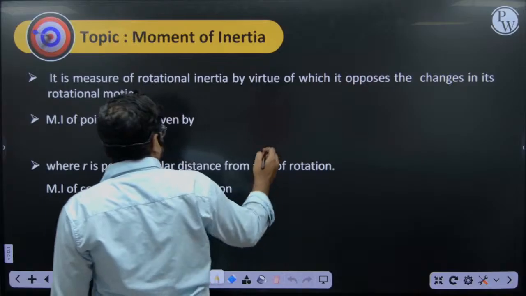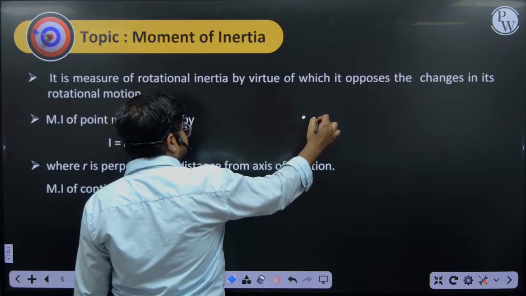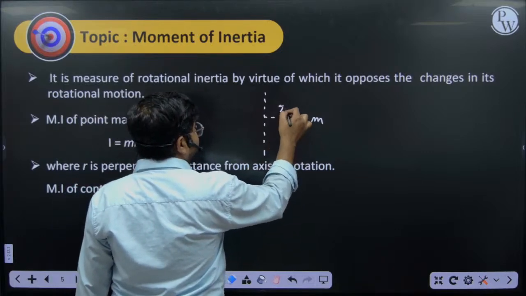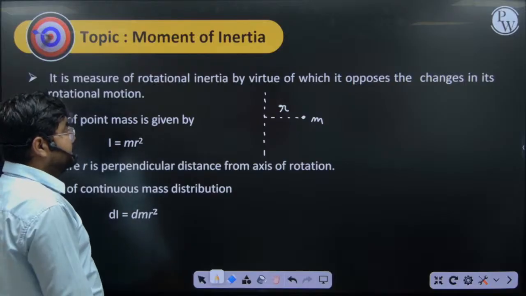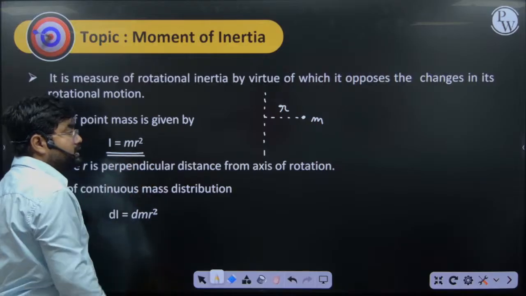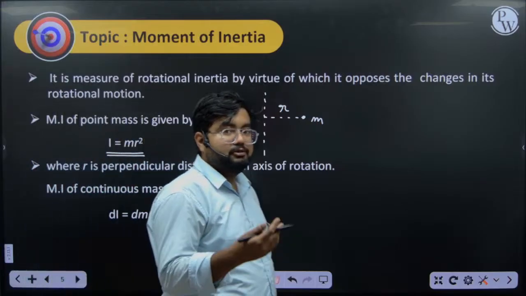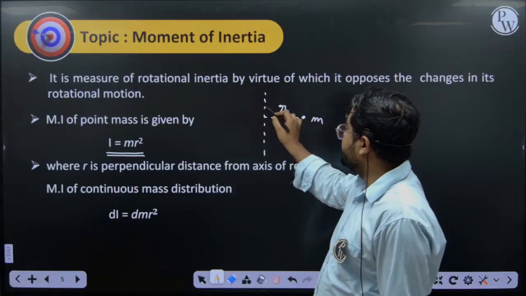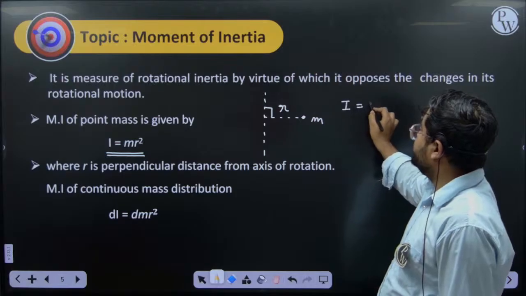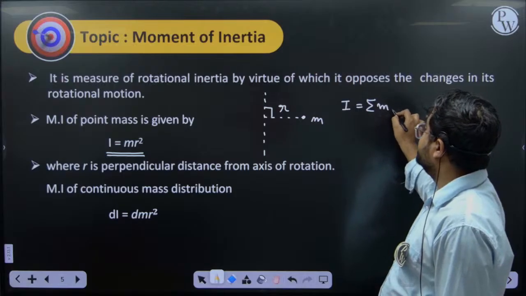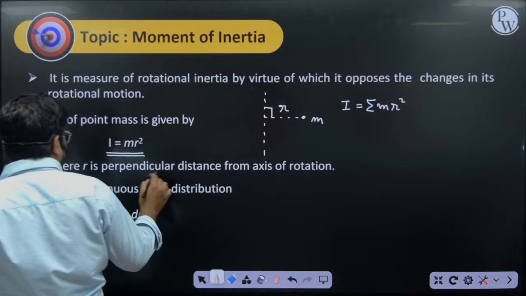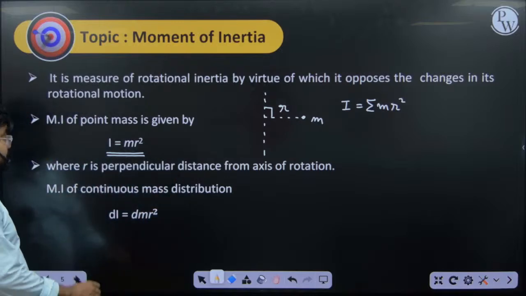For a point mass, suppose we have a point mass m at a distance r from an axis, then its moment of inertia about this axis can be given as m r square, mass into distance from the axis square. And for multiple point masses, we will just keep on adding the m r square. So summation m r square, where r is the perpendicular distance from the axis of rotation.